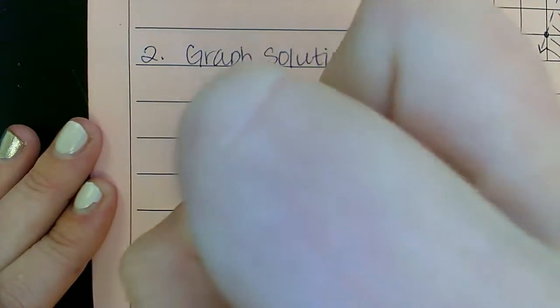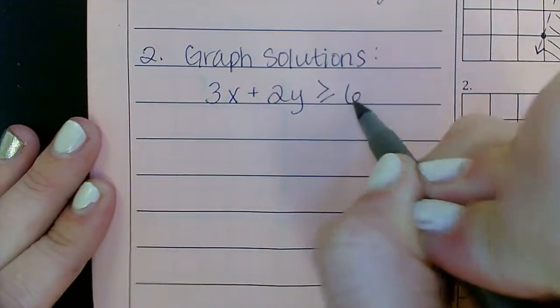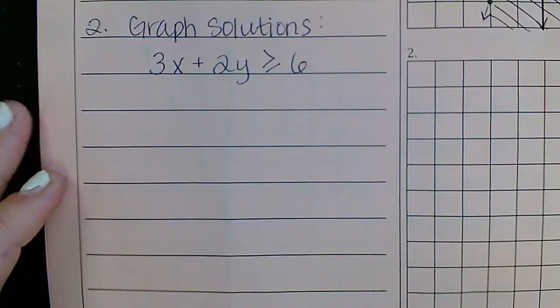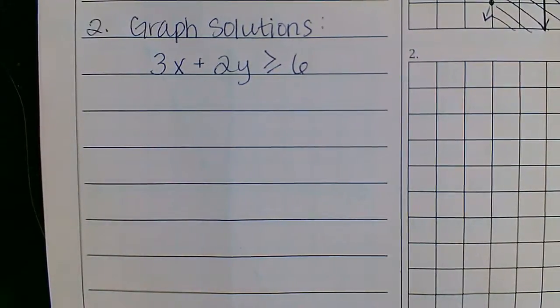And let's have our inequality 3x plus 2y is greater than or equal to 6. So, before you all start on your own, who can tell me one thing about this inequality that I need to change? Anyone I haven't heard from? Oh, Miles, go ahead.